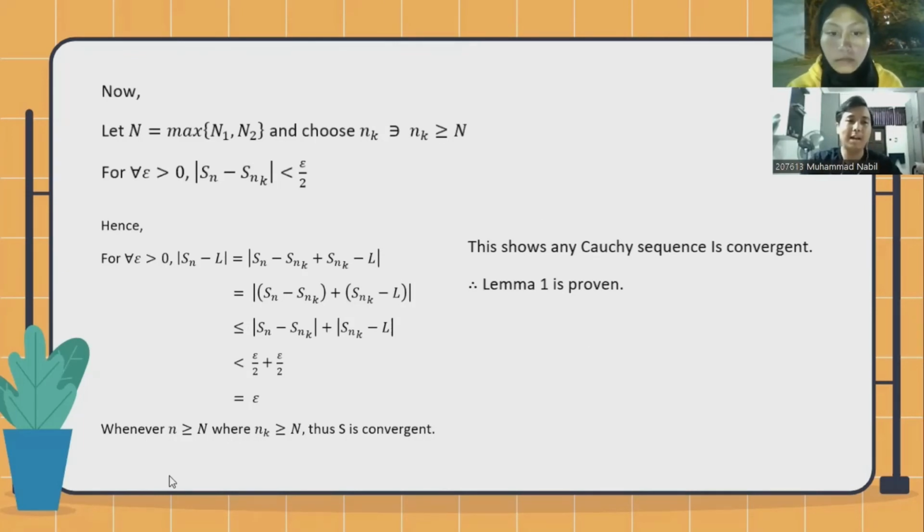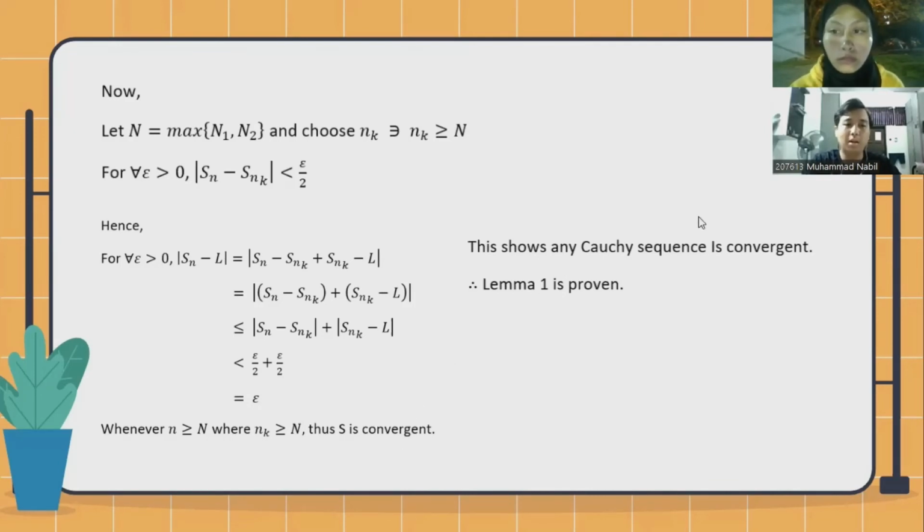Now, we let capital N equal to max of N1, N2, and choose nk such that nk is greater than or equal to capital N. For all epsilon greater than 0, |Sn minus Snk| is less than epsilon over 2. Hence, for all epsilon greater than 0, |Sn minus L| equals |(Sn minus Snk) plus (Snk minus L)|.